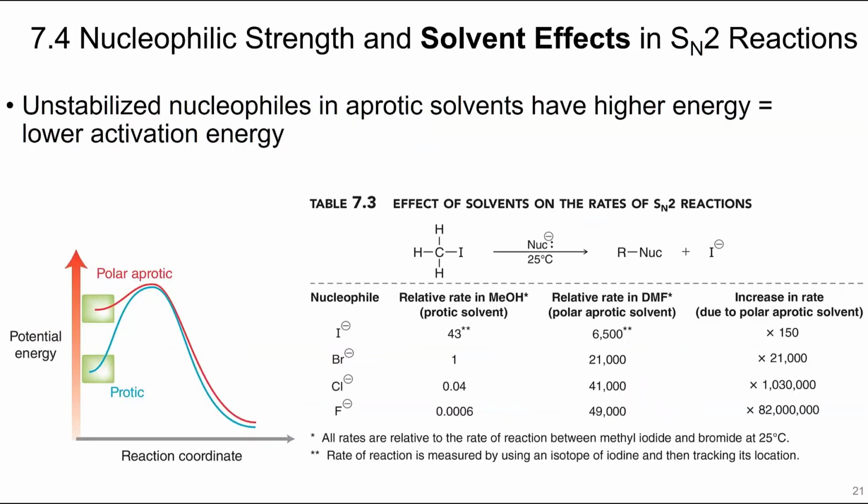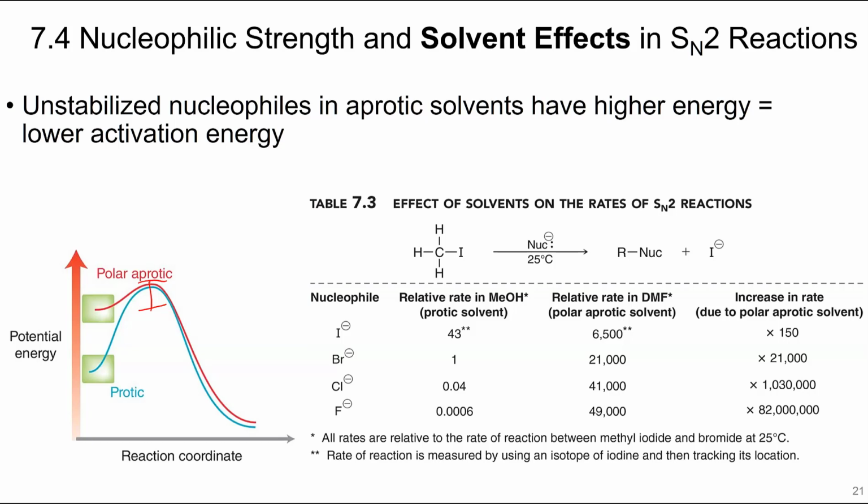Okay, so unstabilized nucleophiles in aprotic solvents have higher energy. So in polar aprotic solvents, again, the nucleophiles are much more reactive, so they're higher in energy, which makes this energy hump here that much smaller. So it lowers the activation energy.